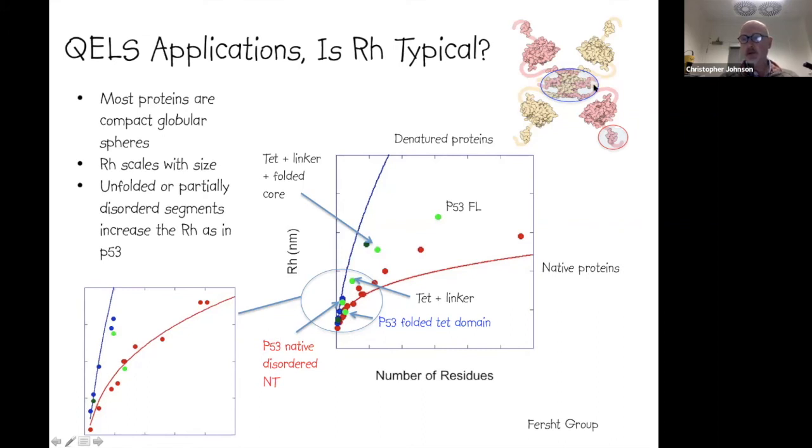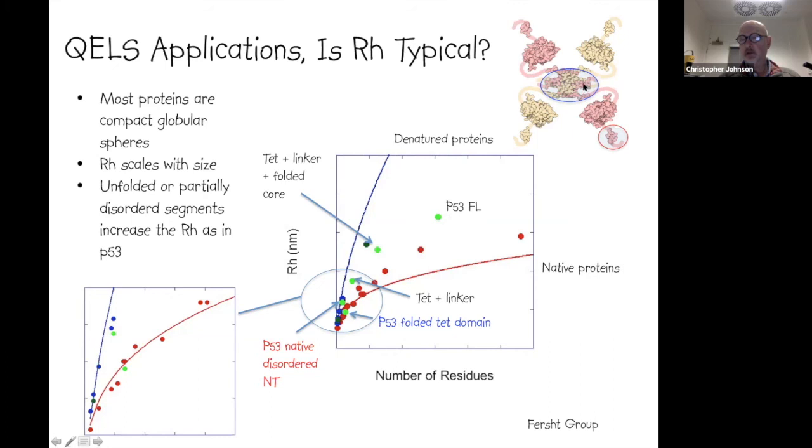Here's an example where we looked at P53. When you look at this core tetramerization domain, which is clearly globular, you see that it lies very close to the native line. If you then add on these extended regions, linker regions, you see that the material then has a much larger hydrodynamic radius than we would expect. This point has a much larger hydrodynamic radius than we would expect for a protein of that size. And then even when you add the folded core, so this is the tetramerization domain, the linker, and this core, it's again a much larger particle than we'd expect.